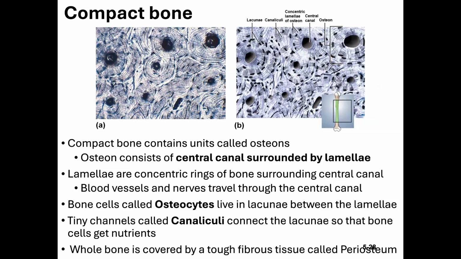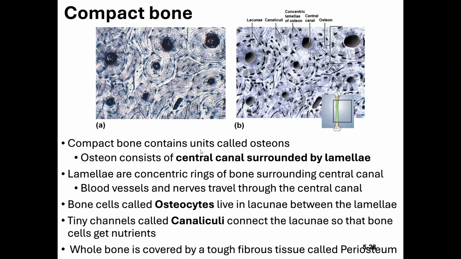What is the structure of a compact bone? This is very important because you're going to see the bone in the lab. So the compact bone consists of units called osteon. This one unit is called an osteon.